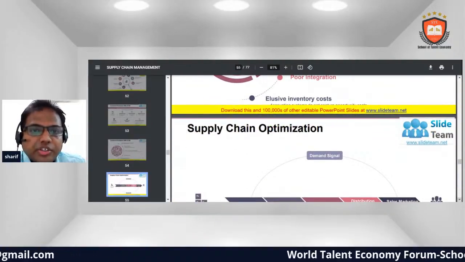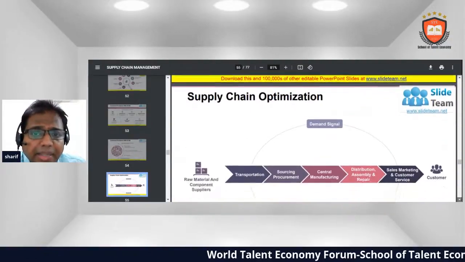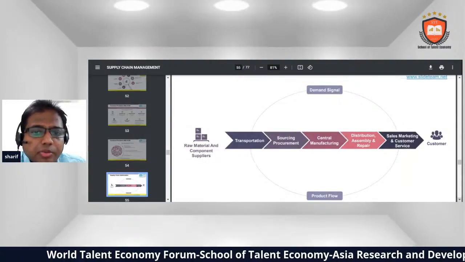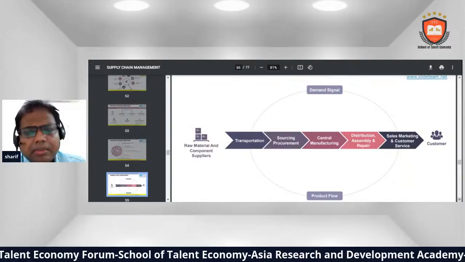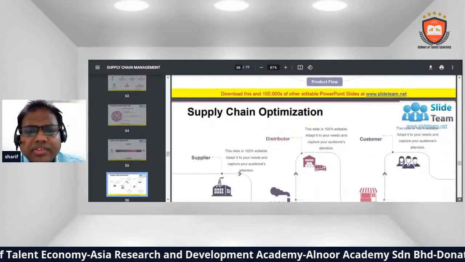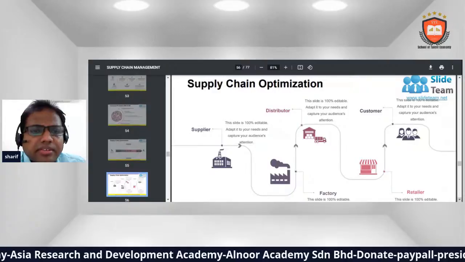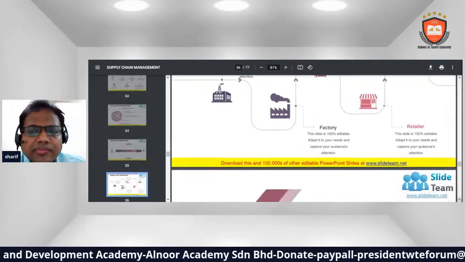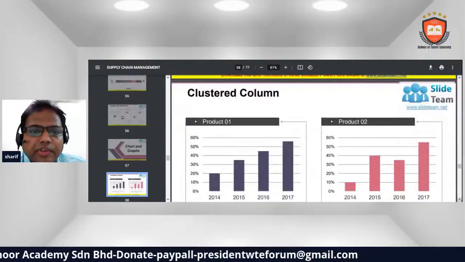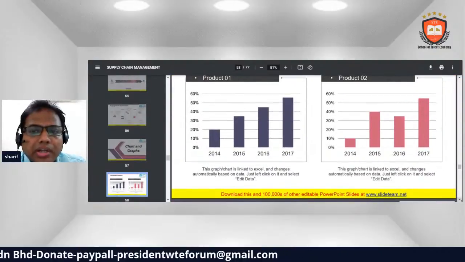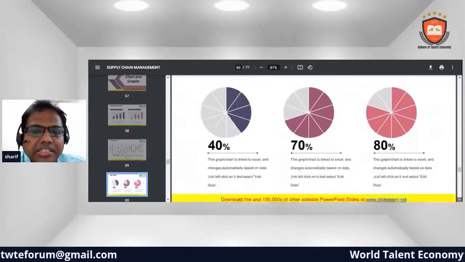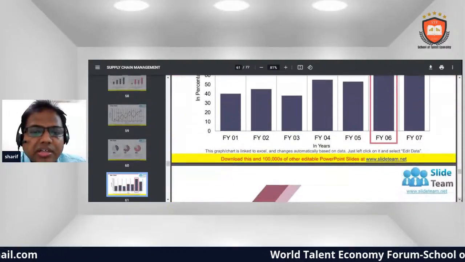Supply chain optimization. It has raw material and component suppliers, transportation, sourcing and procurement, central manufacturing, distribution, assembly and reports, sales, marketing and customer service. Supply chain management: suppliers, distributors, customers, factories, retailers, charts and graphs. There are different customer columns, product 1 and product 2, and we are observing line charts, a pie chart and a bar chart.